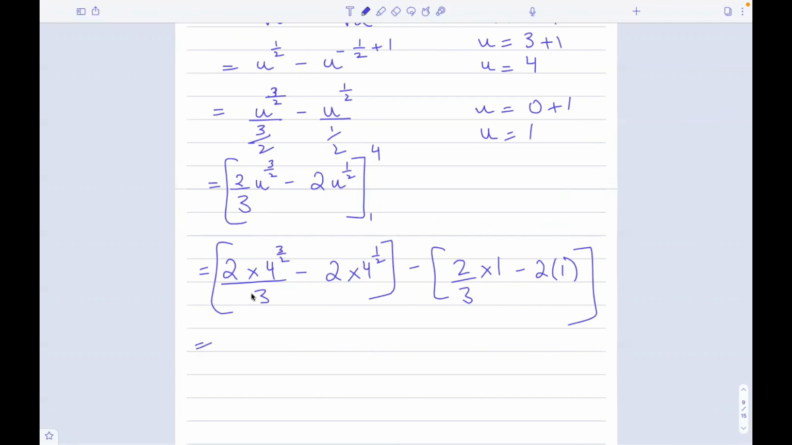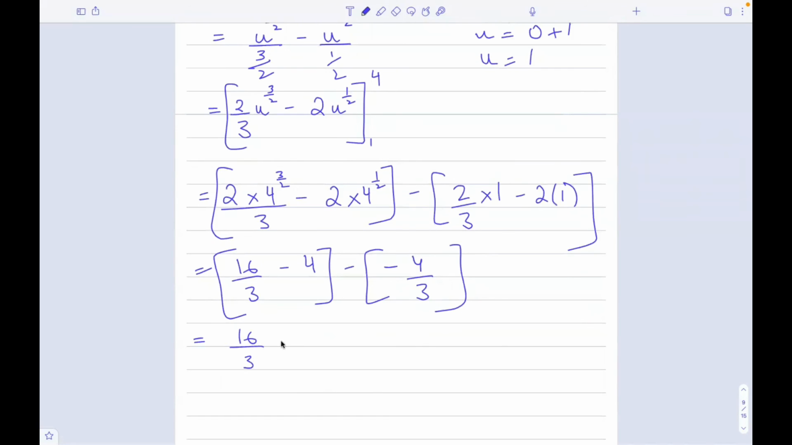So 4 to the power 3 upon 2 is 8. So we have 2 times 8, which is 16 upon 3, minus square root of 4 is 2. So we have 2 times, which is 4. Minus 2 upon 3 minus 2 becomes 2 minus 6, which is minus 4 upon 3.